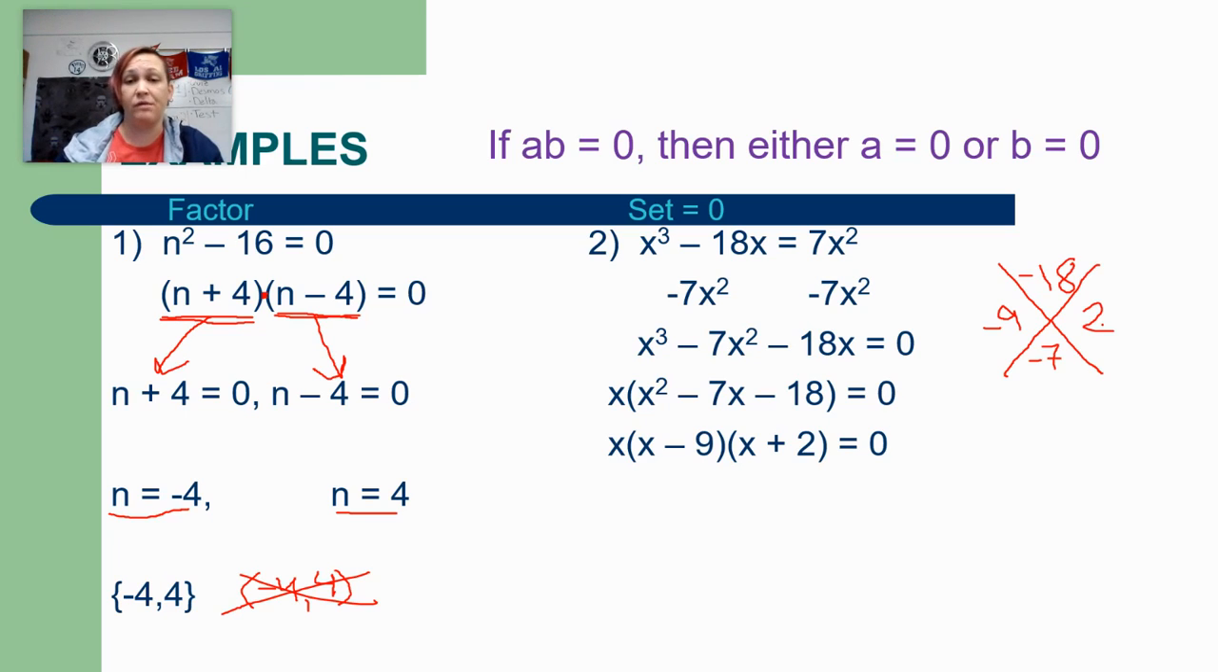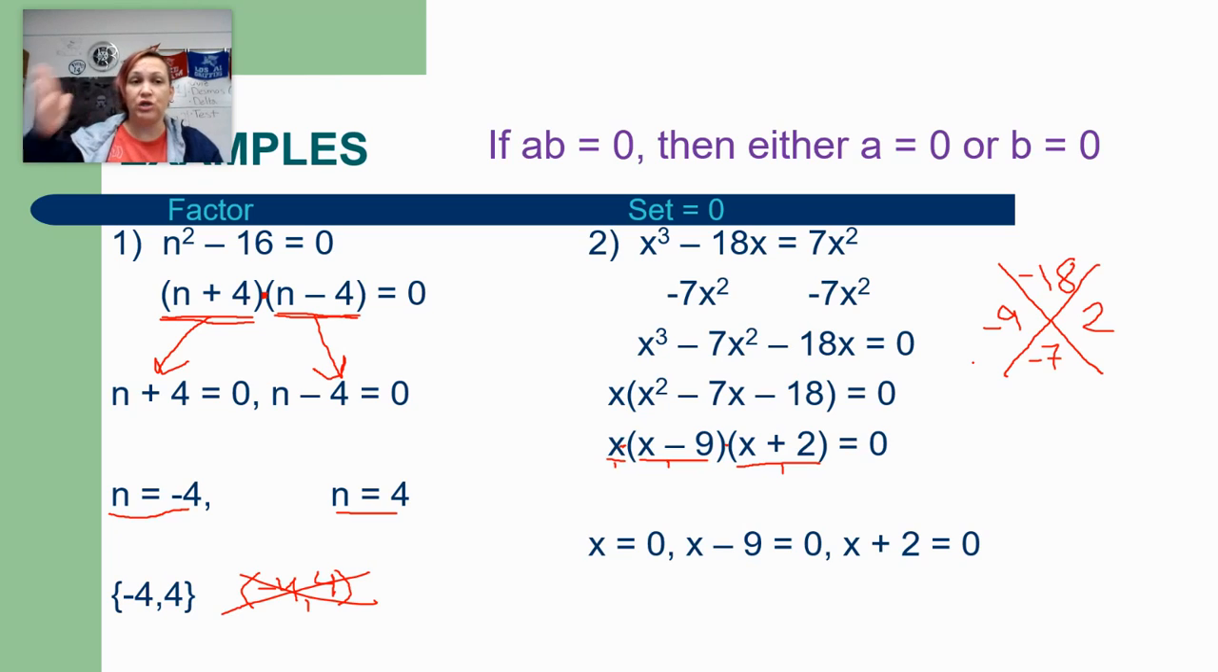Now, in this problem, I'm actually multiplying three things together. I'm multiplying this X times this parentheses, times this other parentheses. And so since I have 1, 2, 3 letter X's, I'm actually going to get 3 answers to this question. And so we want to make sure that we're setting each part that contains a letter X equal to 0. For the GCF, it's just X equals 0. And then that's one of our answers.